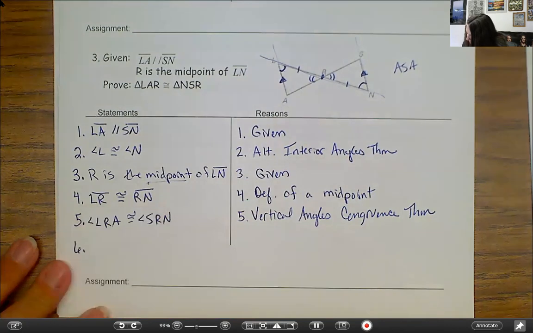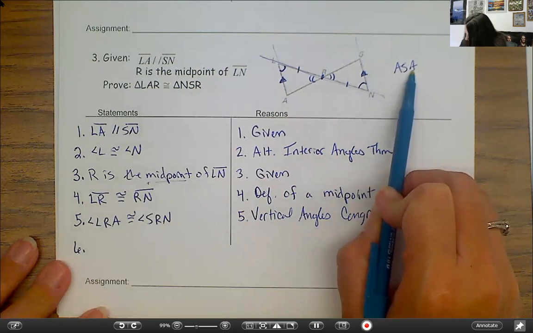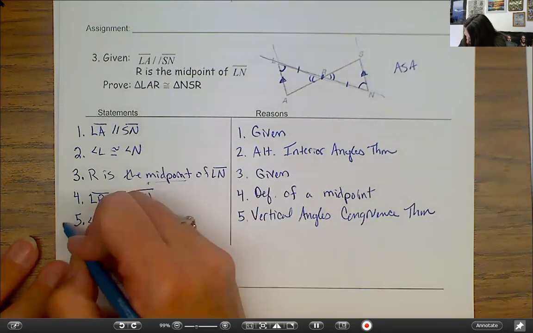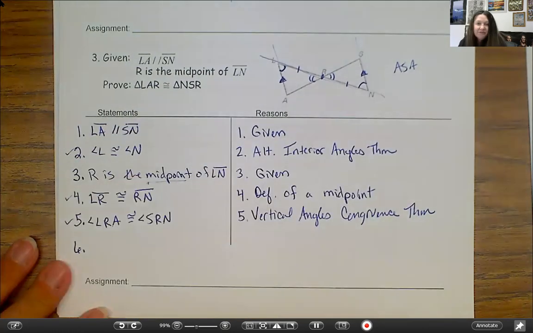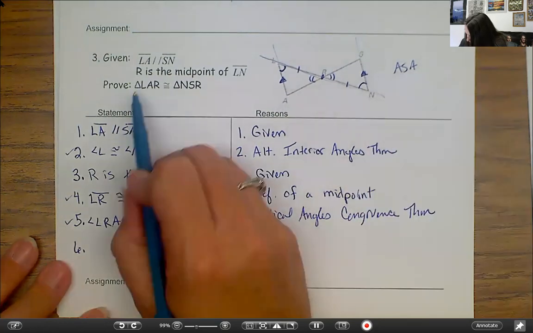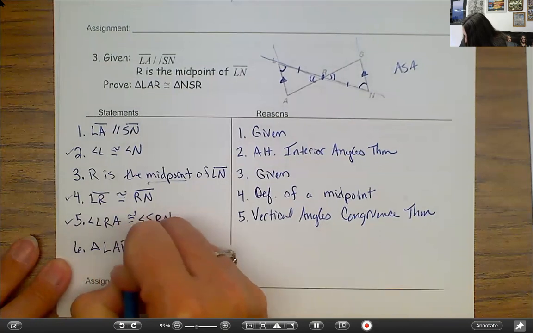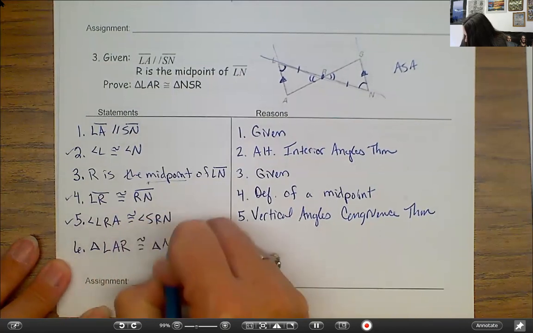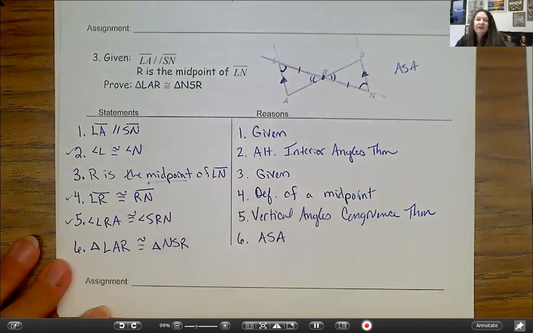And then I'm ready to make that proof statement because again, I have 3 congruency statements for those parts. I should have 2 sets of angles, so angles, angles. Then I should have 1 set of sides and they fall in that order. So I'm ready to write my congruency statement. So triangle LAR is congruent to triangle NSR by our ASA congruency case. So we can label that just as ASA.